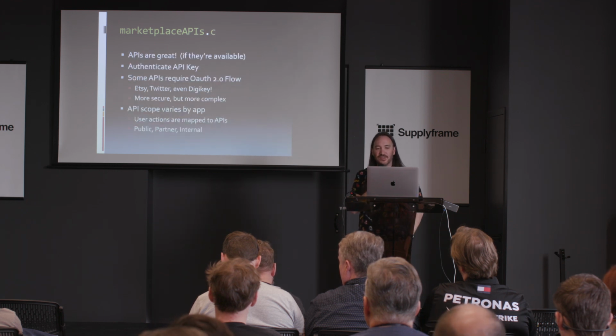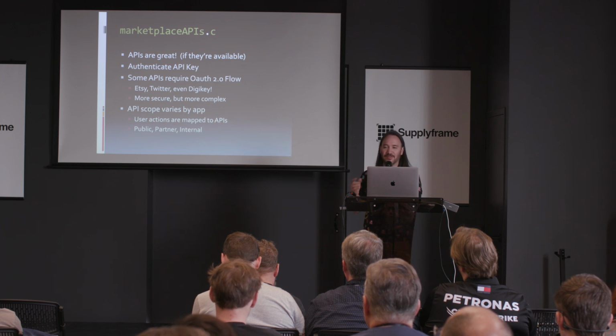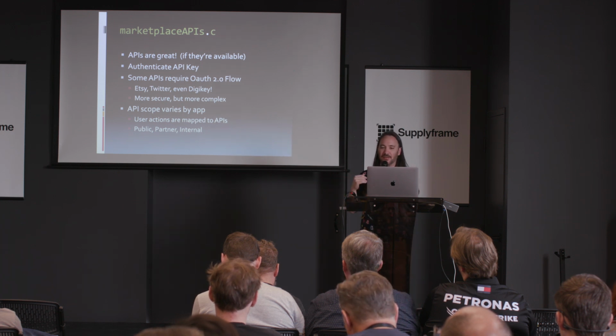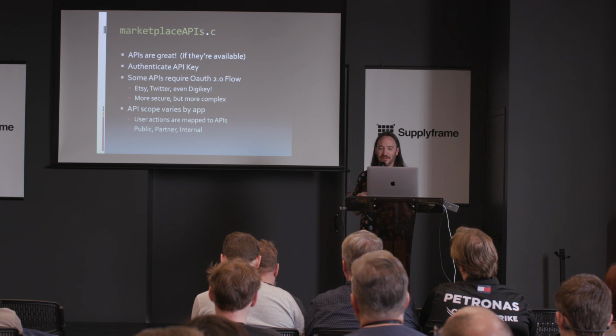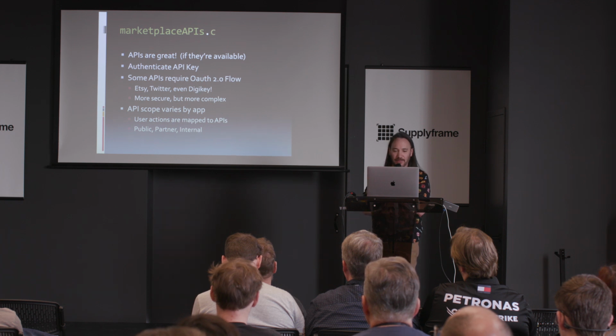For the marketplaces, when they have APIs, they're great. You have to authenticate with an API key, and some APIs require something called OAuth 2.0, and Etsy uses this, Twitter, DigiKey uses this. It's more secure, but it's kind of more annoying if you are lazy, because you have to do a few steps. You're not really using an API key, you're using an access token, and they expire, and you have to get new ones. And to automate, that's kind of annoying.